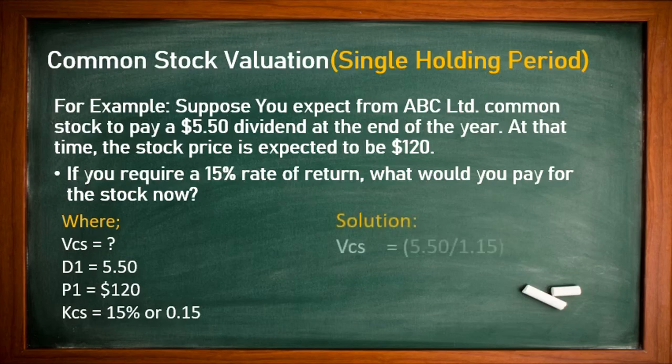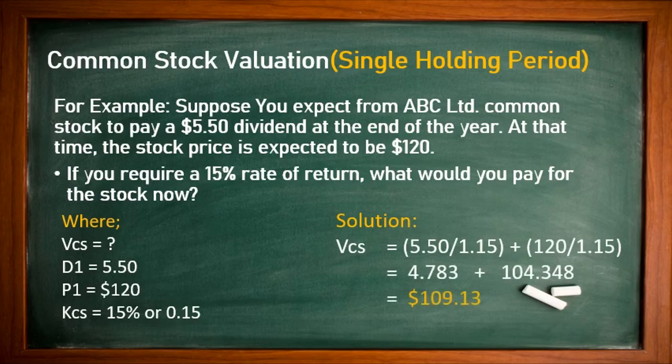So let us put the values in the formula. VCS is equal to the dividend 5.50 divided by 1 plus K, 1.15, plus again 120, P1, divided by again 1 plus K, meaning 1.15. Just solve it and you will get the value 109.13. So this is the single holding period form.